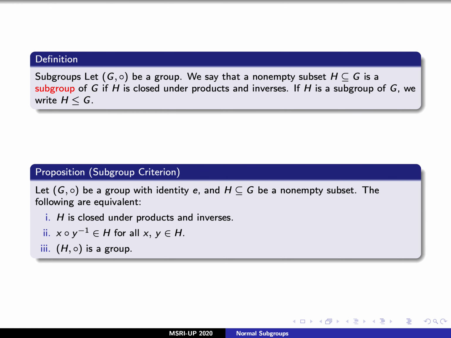Last time we talked about a simple way of determining whenever a non-empty subset is indeed a subgroup. The following three statements are equivalent. First, H is closed under products and inverses, that is, H is a subgroup. Second, x ∘ y⁻¹ is an element of H for all x and y in H, that is, H is closed under quotients. And third, the pair H along with our binary operation ∘ is a group.